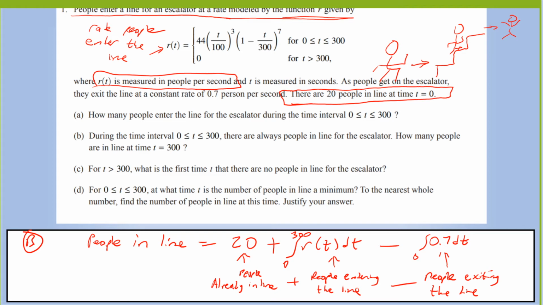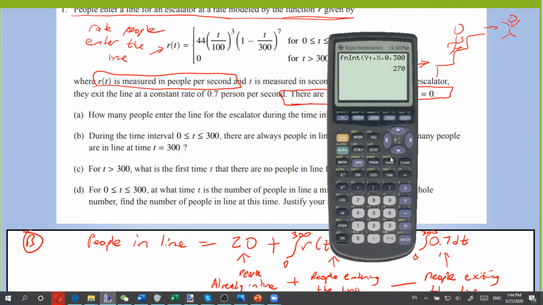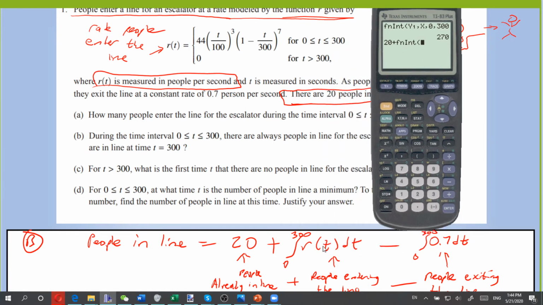0 to 300 again. Perfect. Okay, and that should give us the total number of people in line. So I'll do that really quick. We have 20 people already in line, and then I'm going to add the integral of how many people per second are entering the line in terms of time, which will give me the total number of people that enter the line from time 0 to time 300.